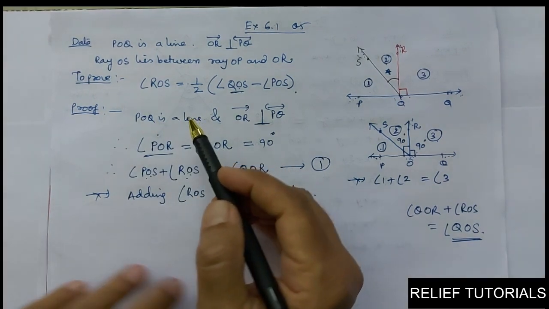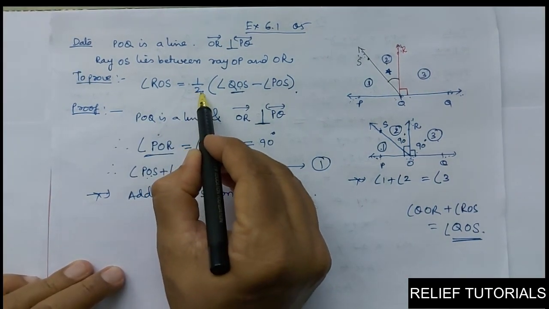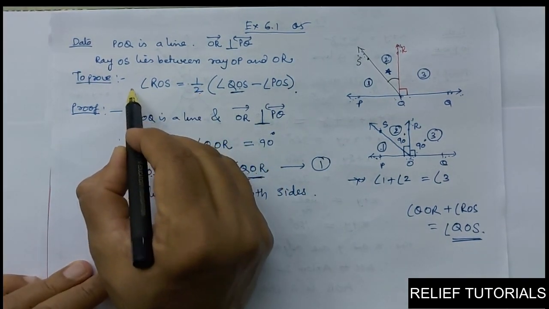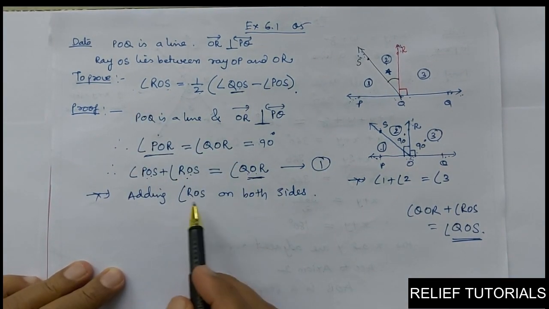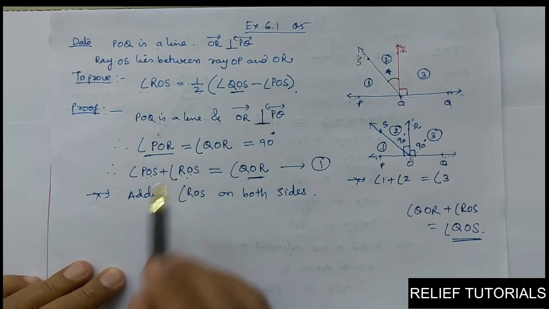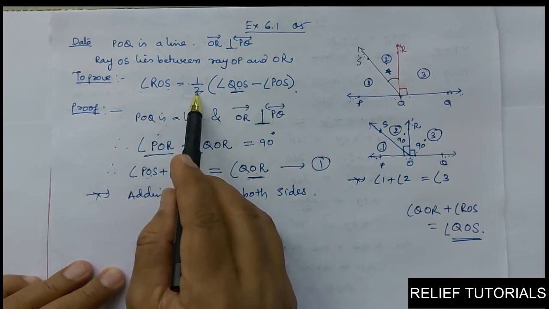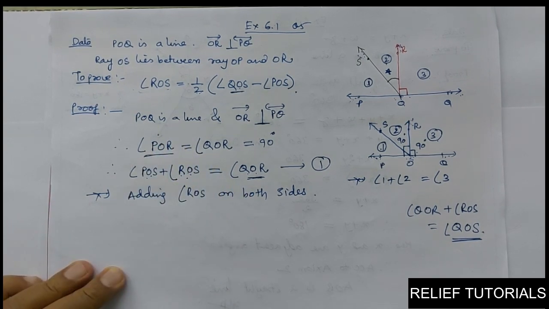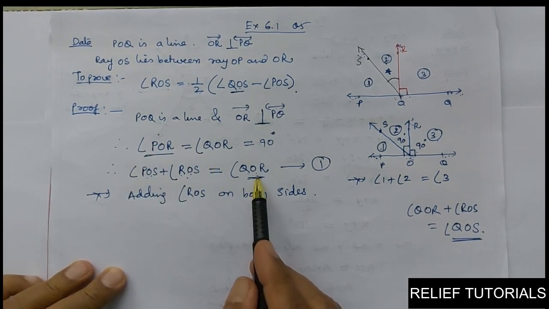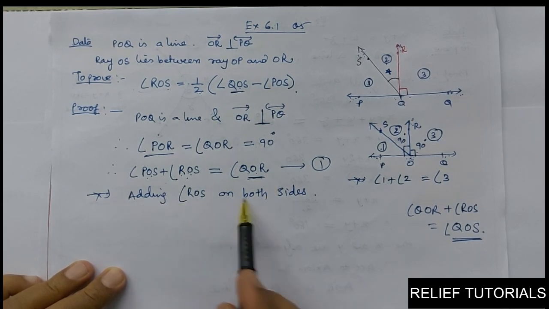Second problem. See, here it is in division by 2. When it goes here, it will be in multiplication. So you get 2 times ROS. But here we have only 1 ROS. So if we add ROS here, then you will get 2 times ROS. So the second problem also will be solved. So both these two problems can be solved by adding ROS on both the sides.